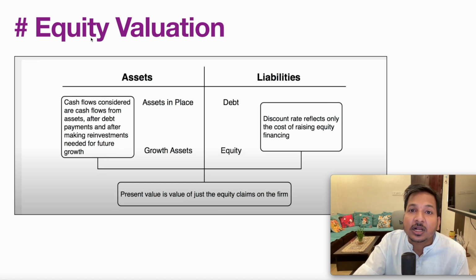If you are valuing a company only for equity, what is the value of the company? The present value, whatever you get, will be the value of just the equity claims of the firm. That will be the value of the company just for the equity claims, no debt. So for that, the cash flow you have to take is after debt payment and after making the reinvestment needed for future growth. And the discount rate which you will take is the cost of raising equity. Only cost of equity, not the cost of debt.